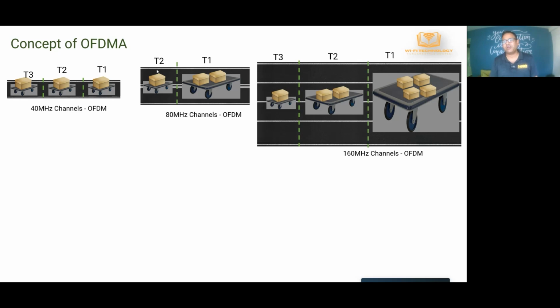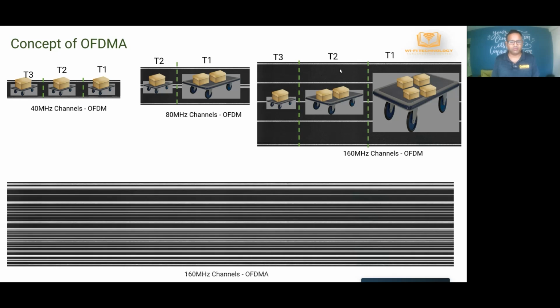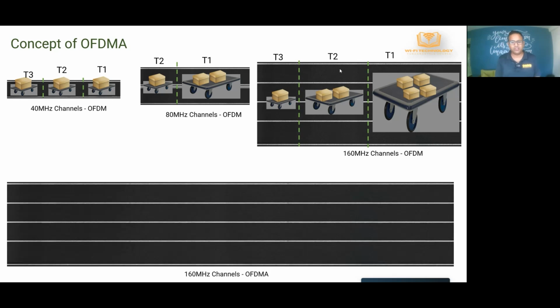So you're much better off splitting the spectrum into 2 separate access points. For example, most modern access points use 80 megahertz and 160 megahertz channels. And when you're using a 160 megahertz channel, if your transmission only requires a small amount of data, then you're wasting a lot of spectrum. So this is how normal OFDM works. But how does OFDMA work? OFDMA works in an interesting way.